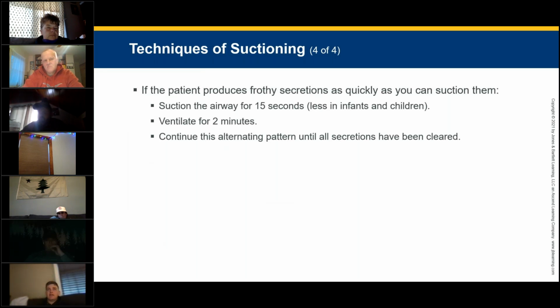If a patient requiring assisted ventilations produces frothy secretions, as quickly as you can, you need to suction them. Suction them for 15 seconds, unless it's an infant or a child. Ventilate them for 2 minutes, and continue that alternating pattern of suctioning and then ventilating until you've got all of those secretions out of the airway.